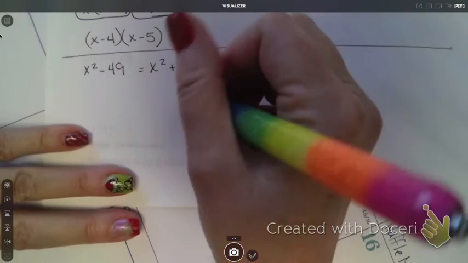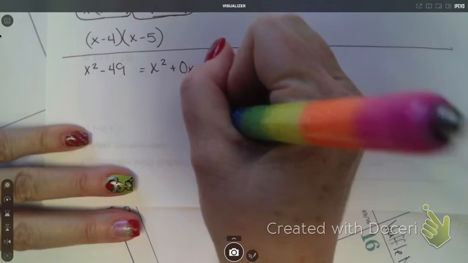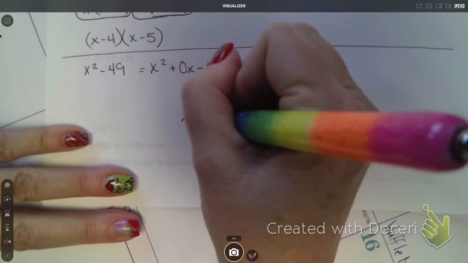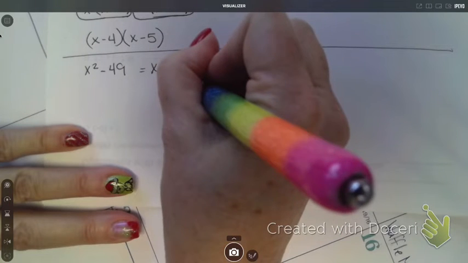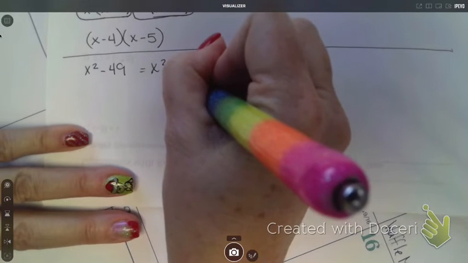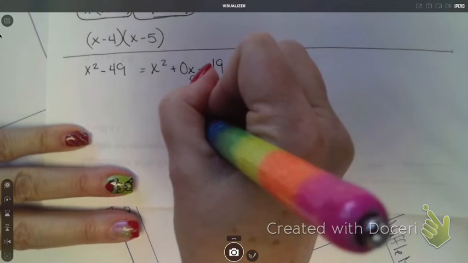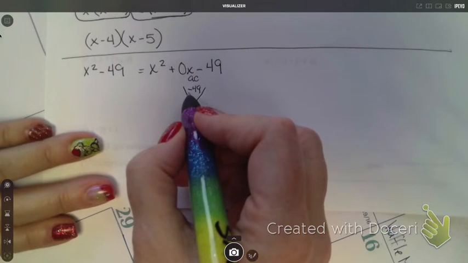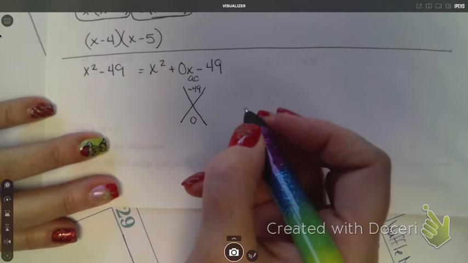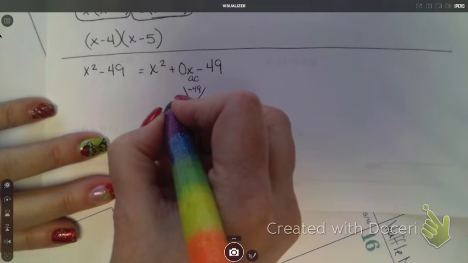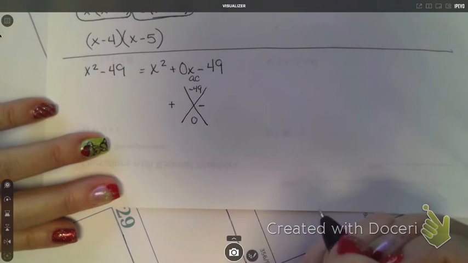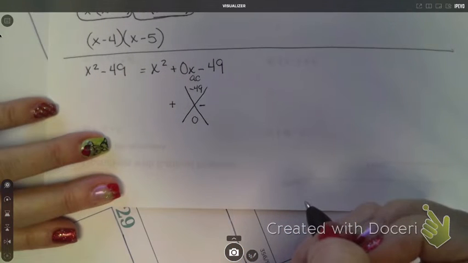Okay, so when I do my x here, what goes on top? Negative 49. A times c, so negative 49. What goes on the bottom? 0. So I have a negative, so one factor is going to be positive, one factor is going to be negative, right? Yes. Okay, but to get 0, don't the factors have to be the same? Not negative and negative.